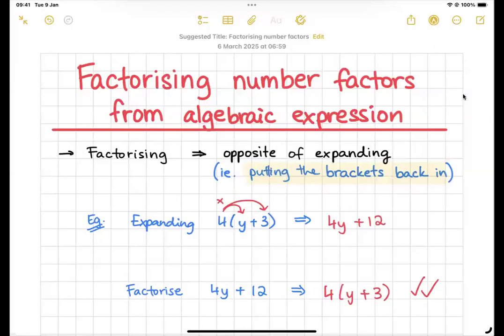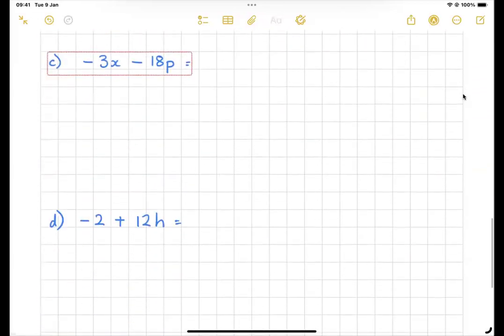Welcome back. Today will be part 2 on factorizing number factors from algebraic expressions. We're going to be focusing on 2 examples that deal with negative common factors.